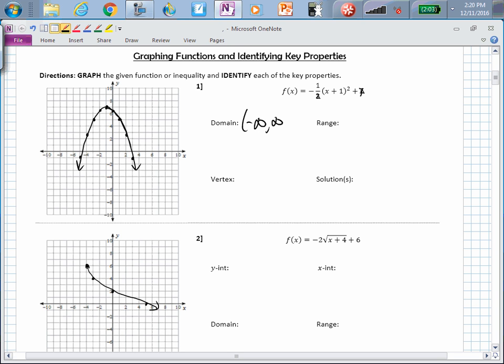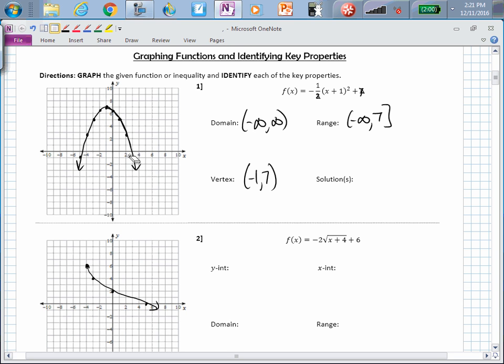So domain negative infinity to infinity, range smallest value is down to negative infinity, and it stops at 7 being the highest value. Vertex, (-1, 7). Solutions are where it crosses the x-axis. We can see that it crosses between -5 and -4, and then over here between 2 and 3.